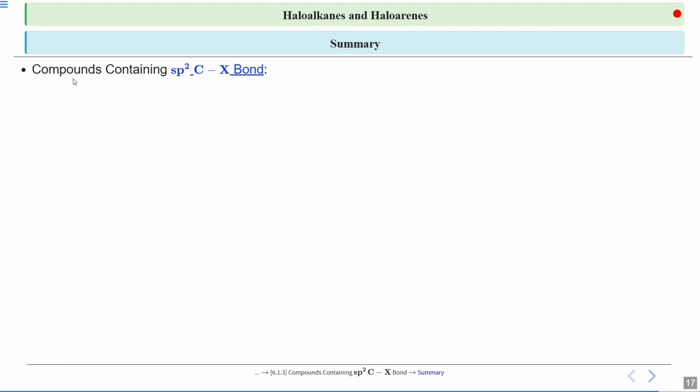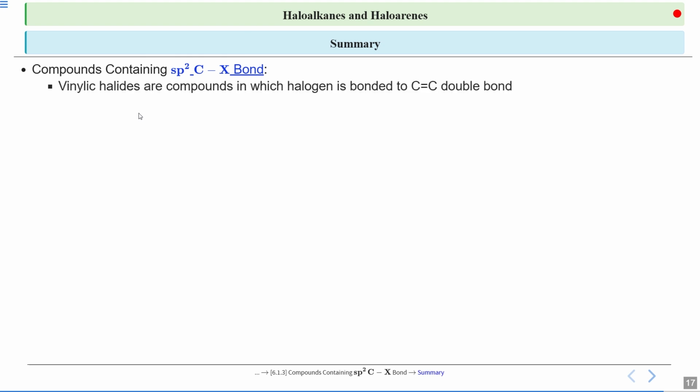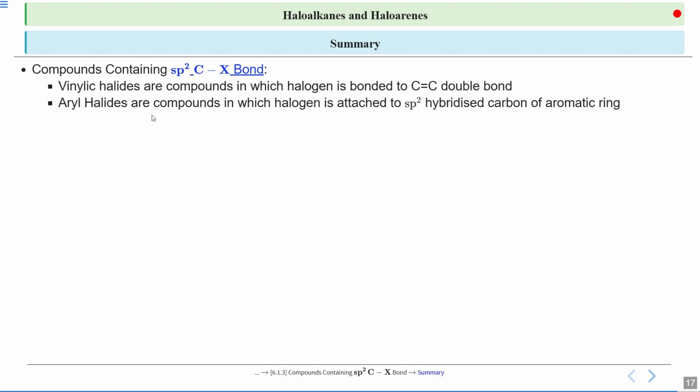Then we have talked about the topic of classification of compounds containing sp2 carbon halogen bond. Here, we have talked about the vinylic halides, which are the compounds in which halogen is bonded to a carbon double bond carbon. So halogen is directly bonded with one of the carbon atoms of the carbon double bond. Then we talked about aryl halides, which are the compounds in which halogen is attached to an sp2 hybridized carbon of aromatic ring, of benzene ring. So aryl halides are the compounds where halogen is directly attached to sp2 hybridized carbon of aromatic ring.